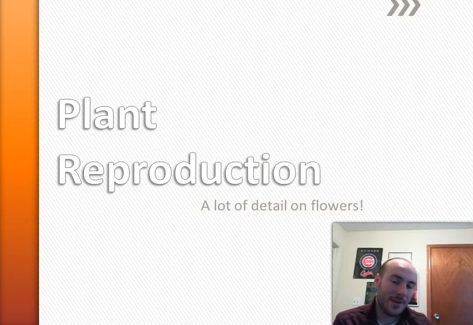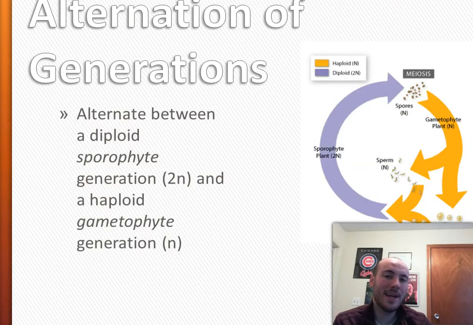Alright, today's video is going to be about plant reproduction. We're going to end up going into a lot of detail about flowers because we're actually going to dissect those in class. In order to understand how different plants reproduce, you have to understand a concept called the alternation in generations. And this is kind of a complicated one because it looks different depending on the plant that you're looking at, and that will be impressed upon you as we go through this video.